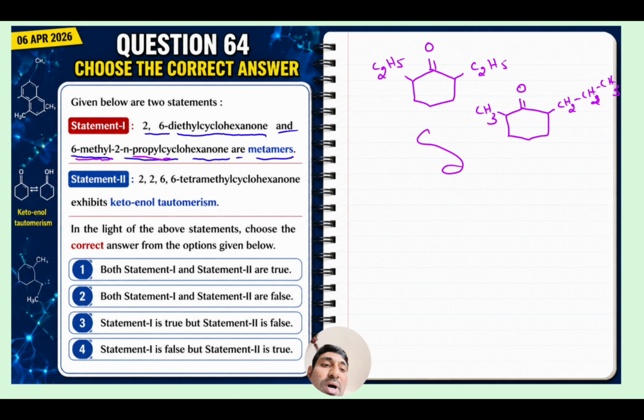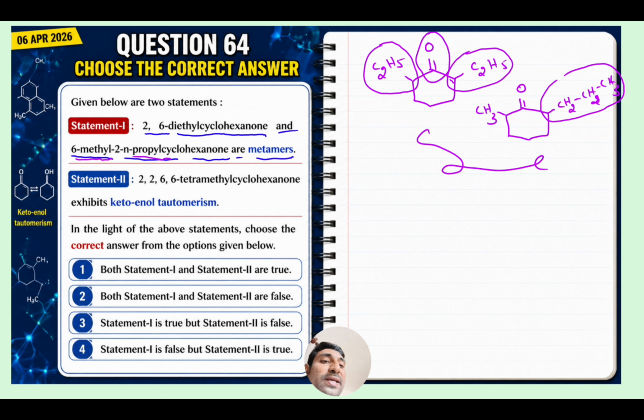Now if you observe these two compounds, the functional group is C=O. On one side of the functional group there is a C2H5 group, and on the other side there is also a C2H5 group. In the second compound, on one side of the C=O there is a propyl group and on the other side a methyl group. In the first both are ethyl, but in the second one is methyl and the other is propyl. So different alkyl groups are attached to the functional group, and these two are considered metamers. So statement 1 is correct.